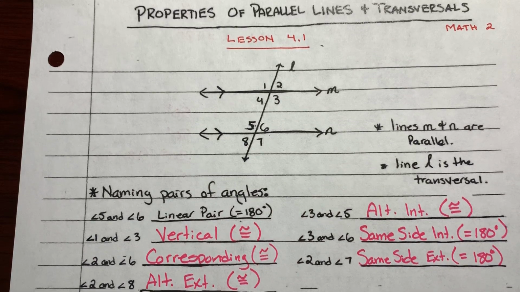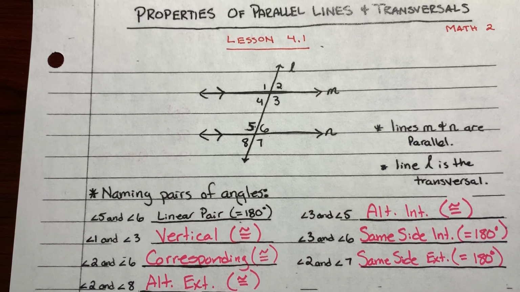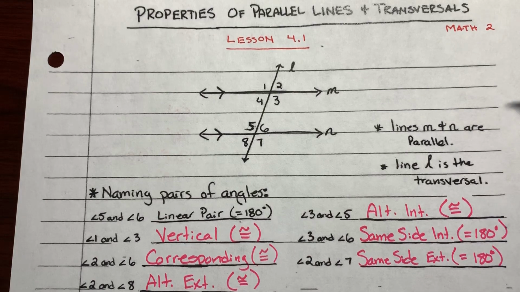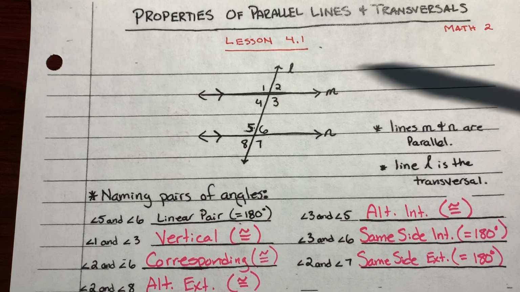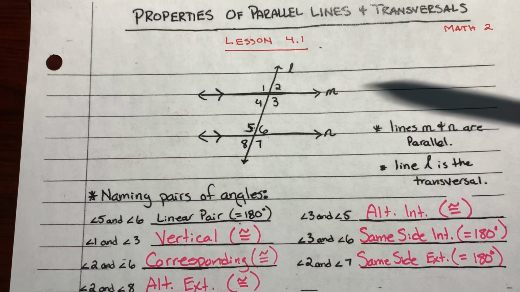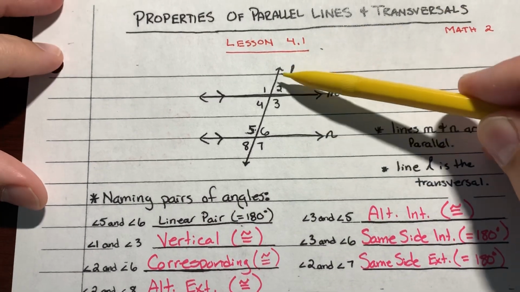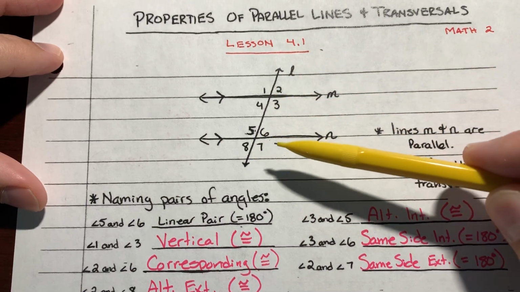Hey everybody, so lesson 4.1, parallel lines and transversals. Just wanted to go through the notes with you really quick to help explain a few things. So we've got to recall some older information. What are parallel lines? Those are two lines that are never going to intersect each other. A transversal is a line that would cut through the parallel lines.